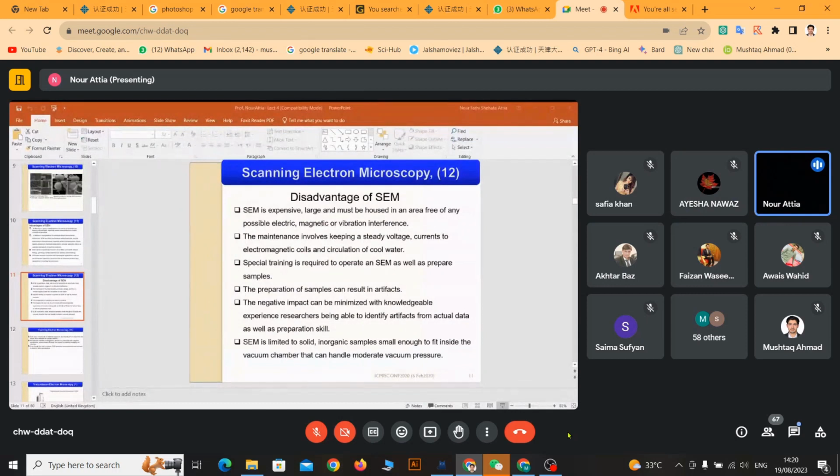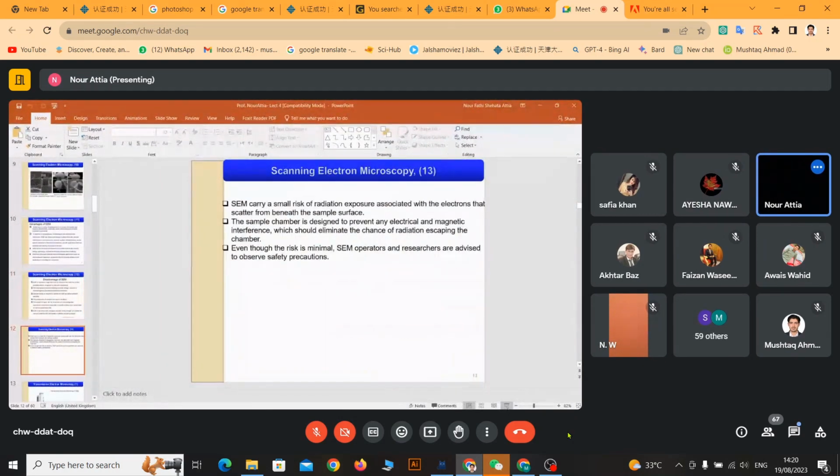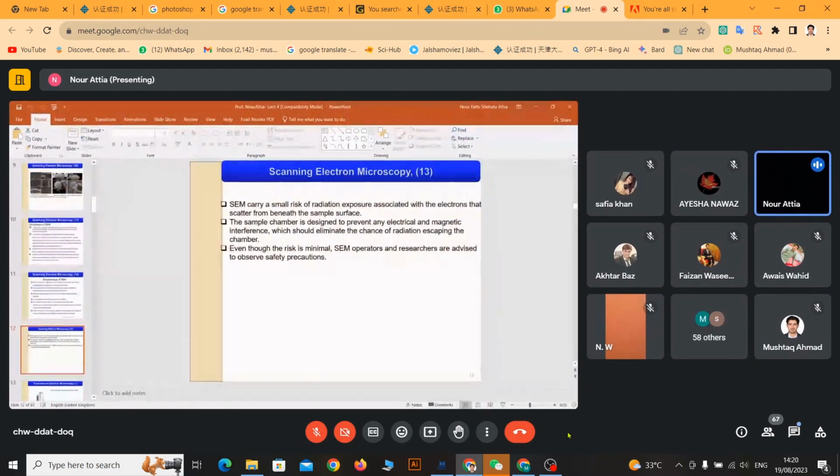The other issue is that the scanning electron microscope is restricted to solid state samples. Liquid samples, no. For a liquid sample, you have to first dry it, or you have to coat it. It depends on you, but it's only restricted to solid state samples. Okay. I told you about the risk of radiation exposure, and this is also very important.